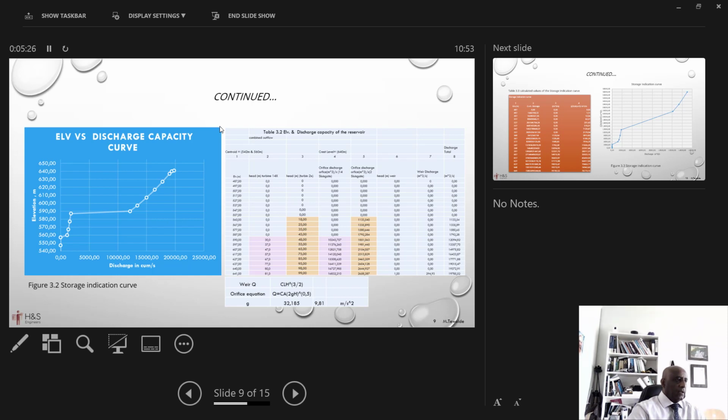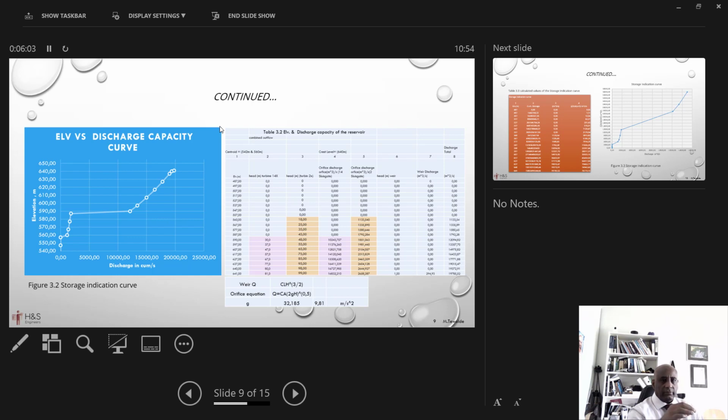This is the graph. The graph you see is not as smooth as you see in other discharge capacity curves. When the elevation increases, the discharge also increases, but it's not like that here because there is a limit. There is a minimum operating level. You have to consider that. So when you consider that, it will be like this. The graph shows this.